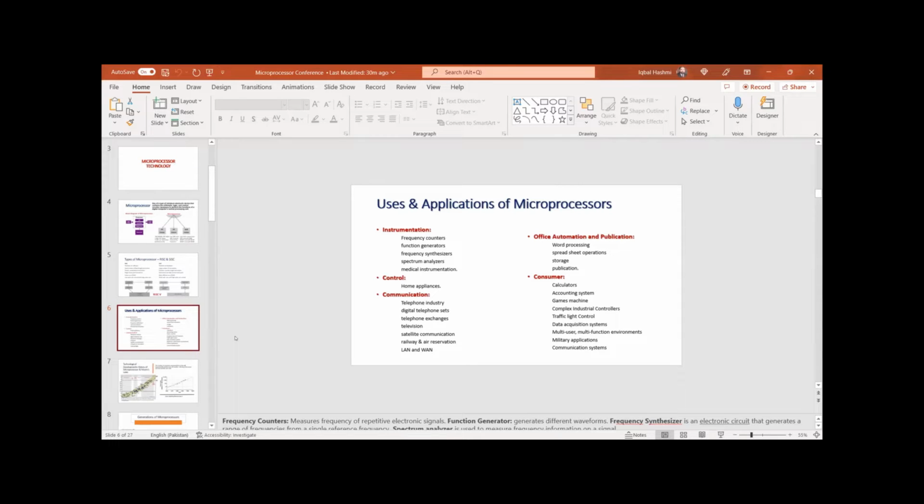In communication, there are a lot of applications in telephone, television, railway, local area network, wide area network. All these communications are used. Also in office automation, right now I am using Microsoft PowerPoint. So in all this office automation and publications, these microprocessors are used. And there are a lot of consumer products in which these microprocessors are used.